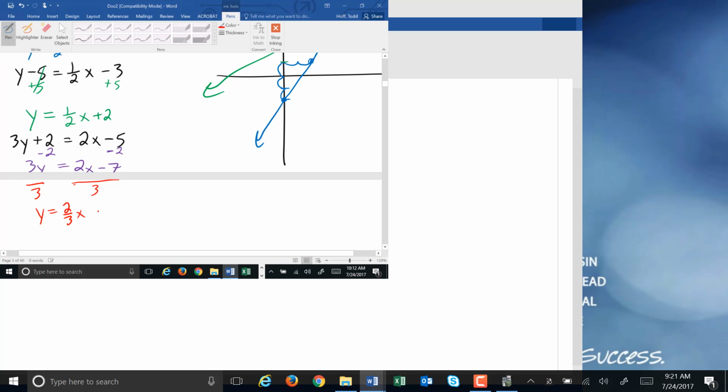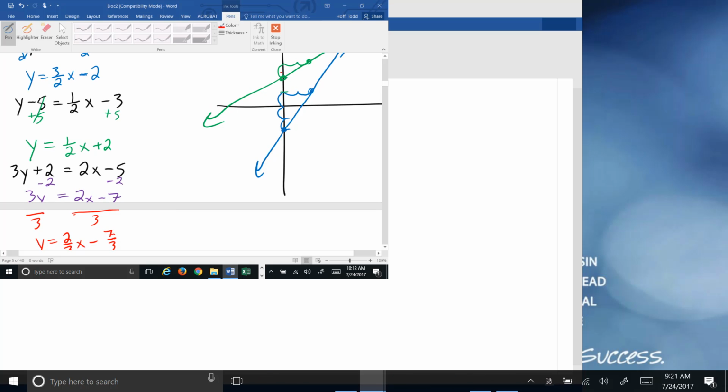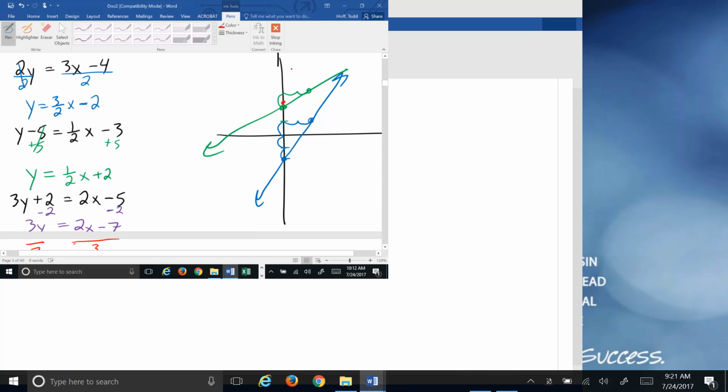So it's... good. 2/3 x minus 7 over 3. So 7/3 is 2 and 1/3. That's about right here. Then from there, we've got to go up 2 and over 3. Not pretty because of the fractions, but it still works.